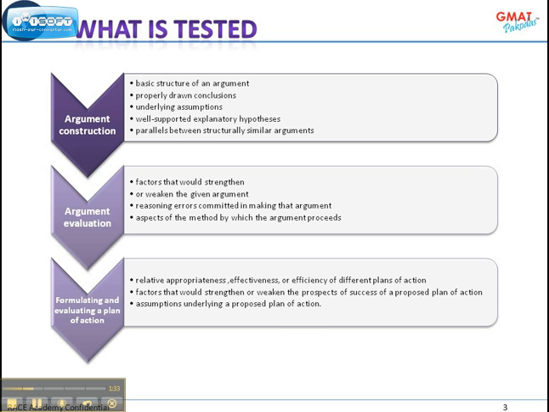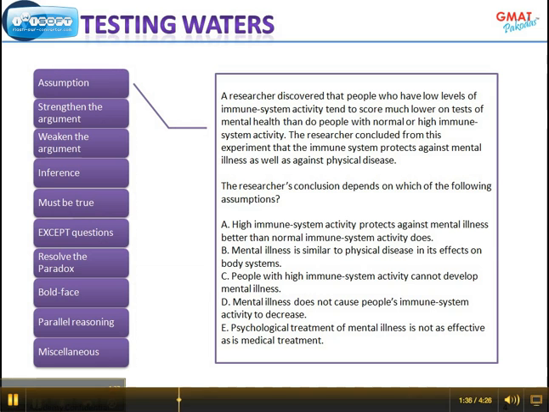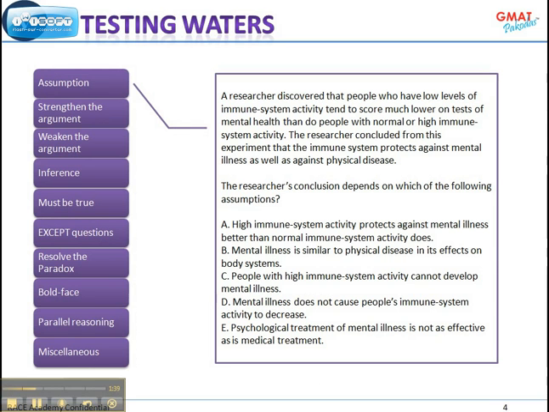Now, an assumption question is one of the most common types of critical reasoning questions, and this is an example of an assumption question. A researcher discovered that people who have low levels of immune system activity tend to score much lower on tests of mental health than do people with normal or high immune system activity. The researcher concluded from this experiment that the immune system protects against mental illness as well as against physical disease. Now, what is the assumption on which the conclusion depends?